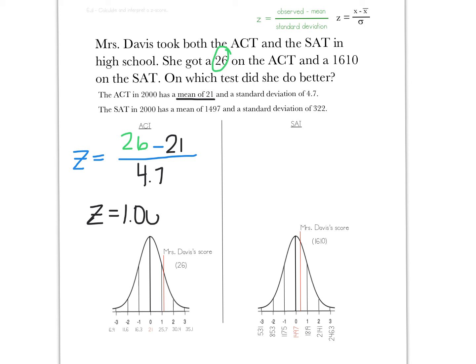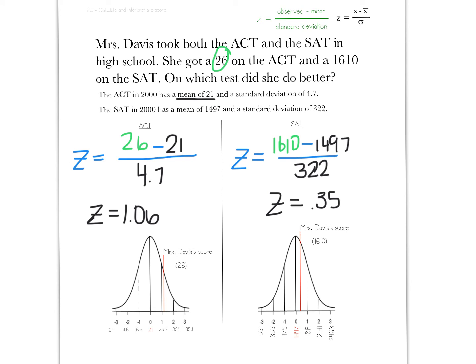of 1.06. And we always go 2 decimal places because we're going to learn in our next lesson how to use that z-score on the table A. So that means that my score of a 26 is 1.06 standard deviations above the mean. So go ahead and pause the video and see if you can determine the z-score for my SAT score.